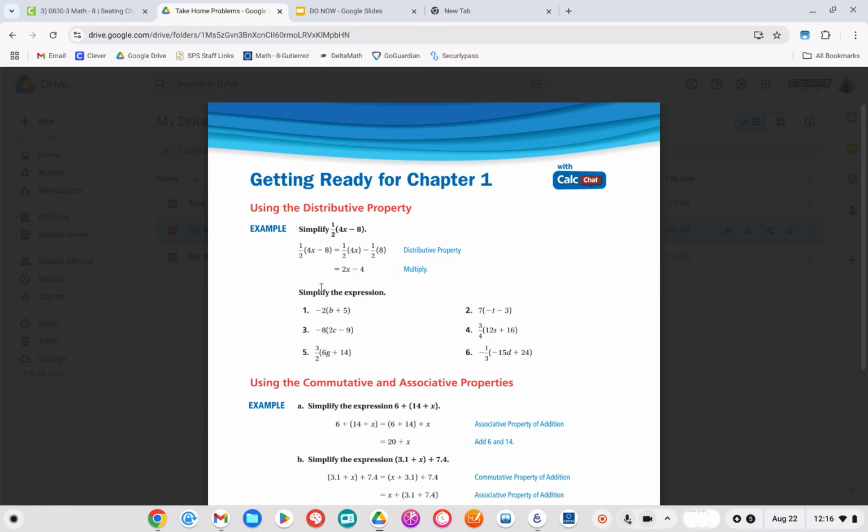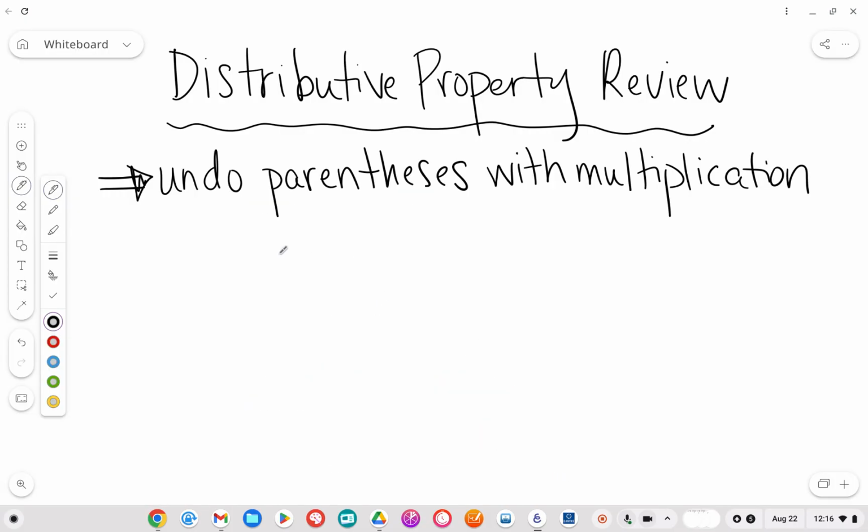So we're just going to take each of these problems and put them back on my whiteboard. I'm going to talk you through it, and hopefully it makes sense. Okay, so we're going to start here with number 1, -2 times b plus 5 in parentheses. So number 1 is -2, and then it had b plus 5 in parentheses.